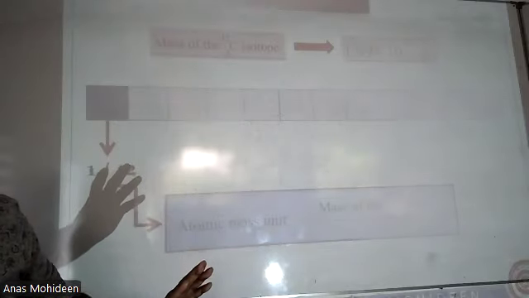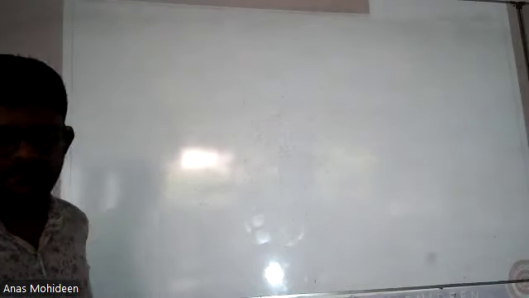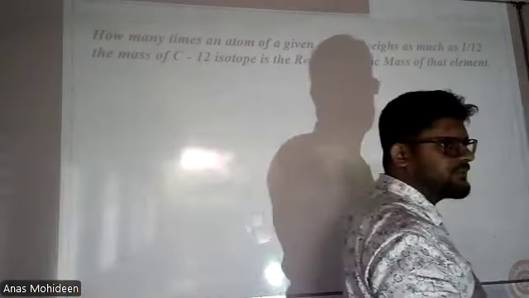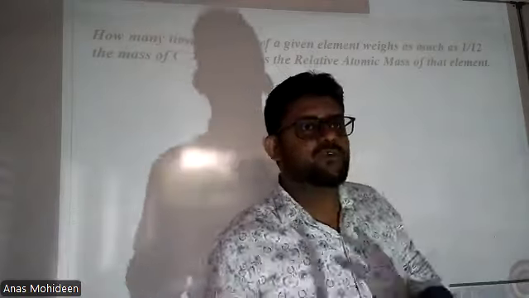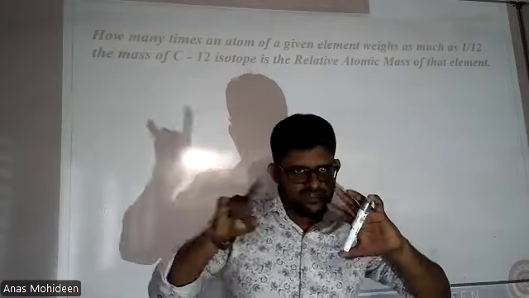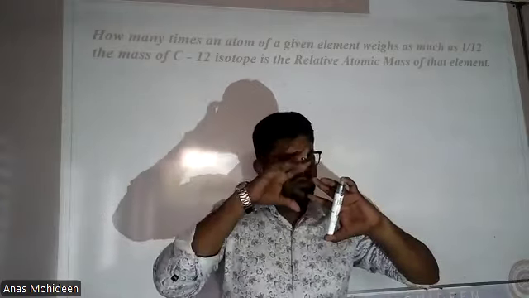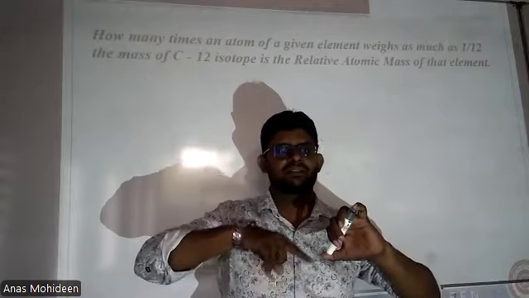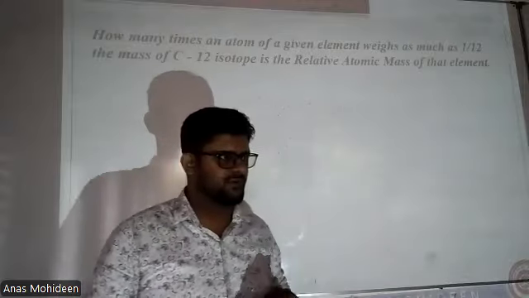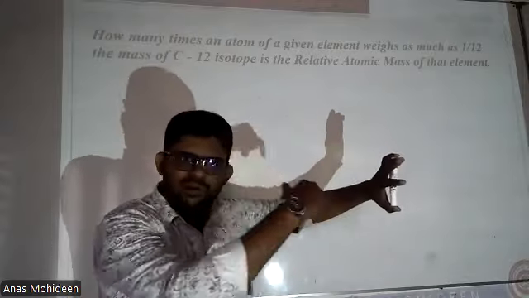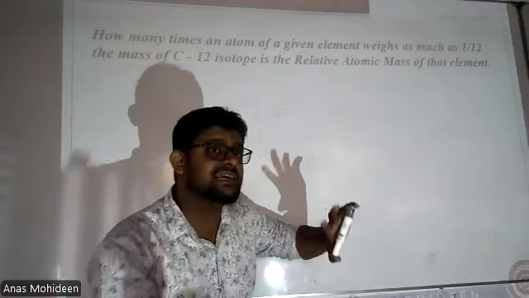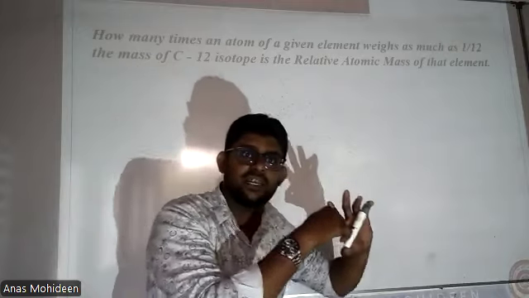Right. Okay, I hope AMU is clear. Next we go for relative atomic mass. What is this relative atomic mass? Compared to this, you are measuring the mass of others. When you measure the mass of others compared to this, their masses are called the relative mass. Relative to this AMU, you are measuring the masses of others. Relative to what? Relative to AMU.